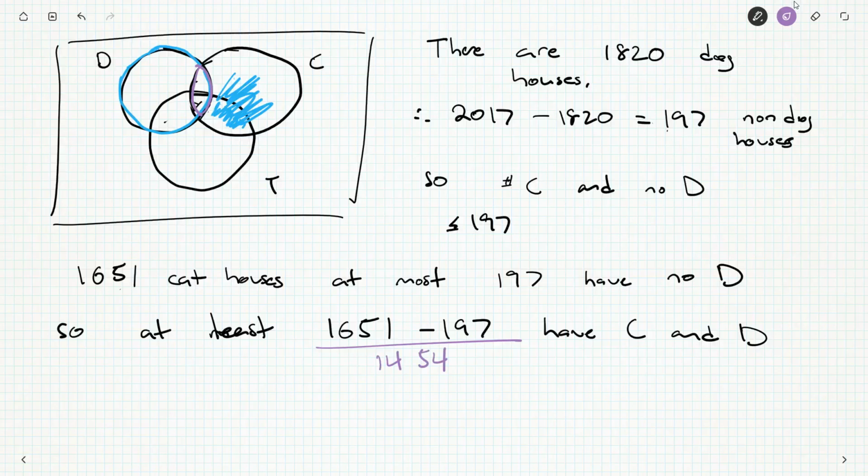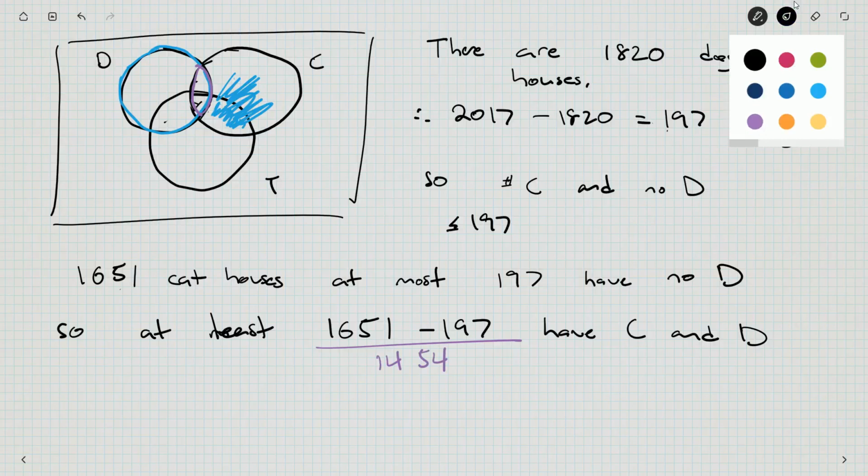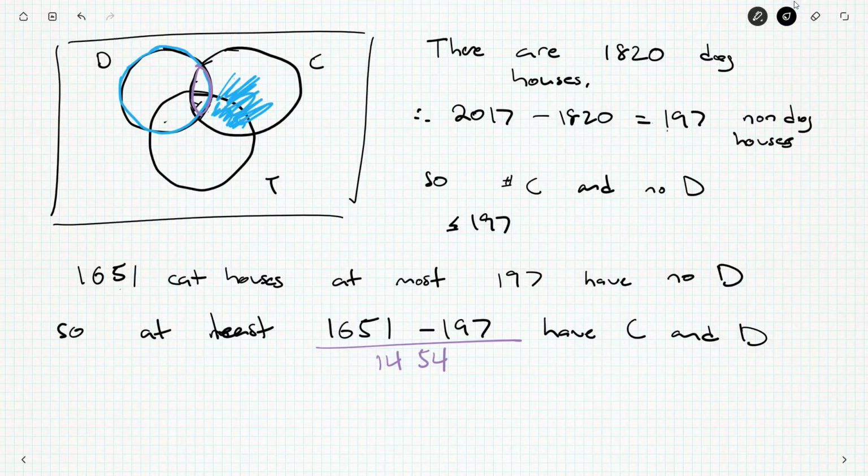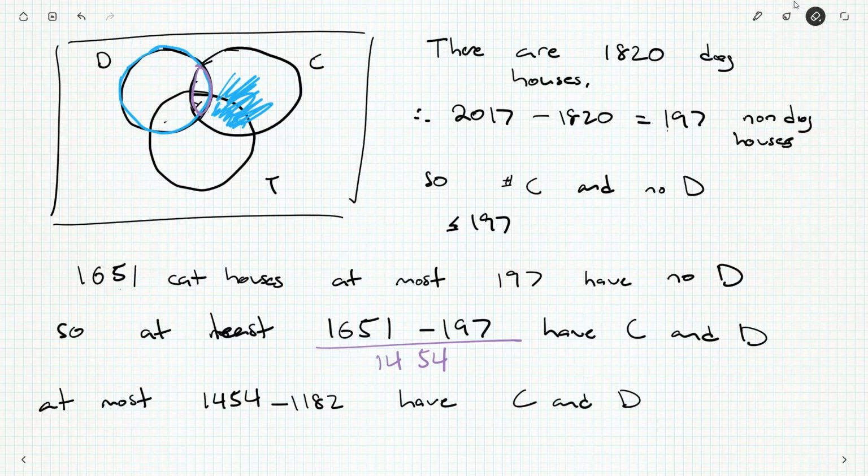All right. So now, so that's the total in there. So I could say something like there are at most 1454 minus 1182 that have cat and no, this would be at least as well, wouldn't it? So, let's go back to it. I know we have.